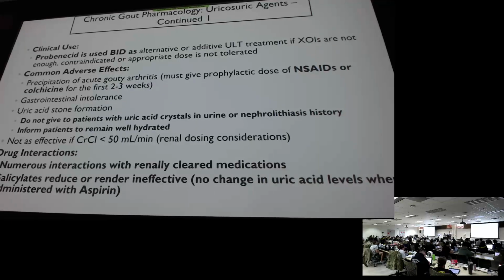So there's a lot of drug interactions, numerous interactions with renally cleared medications, and then salicylates reduce or render it ineffective. So if you give aspirin, it's not going to work if the patient's on aspirin.